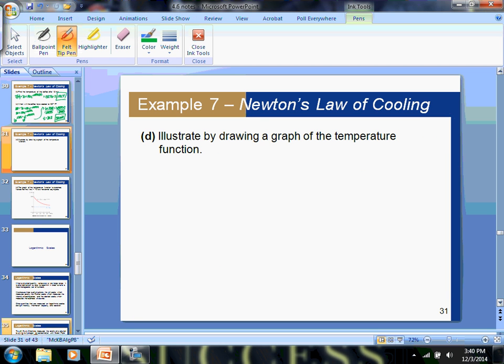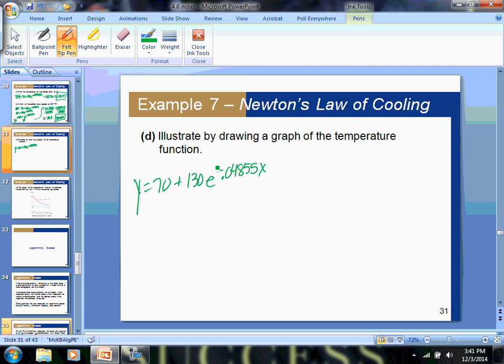Okay, and then part D says to illustrate this in a graph. So you would definitely want to do this on your graphing calculator. You'd go to your graphing calculator, you'd put in the original function that we had in part A, the one that has the value for the constant, and you have to use x in your calculator instead of t. So you have to go to y equals, type in 70 plus 130 times e to the negative 0.04855x in your calculator.